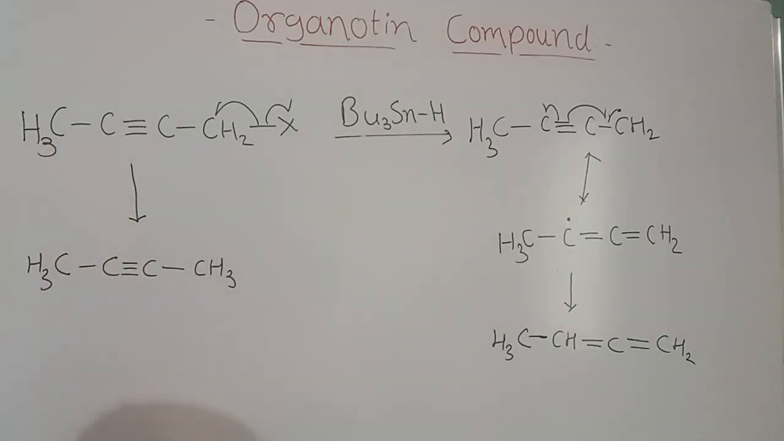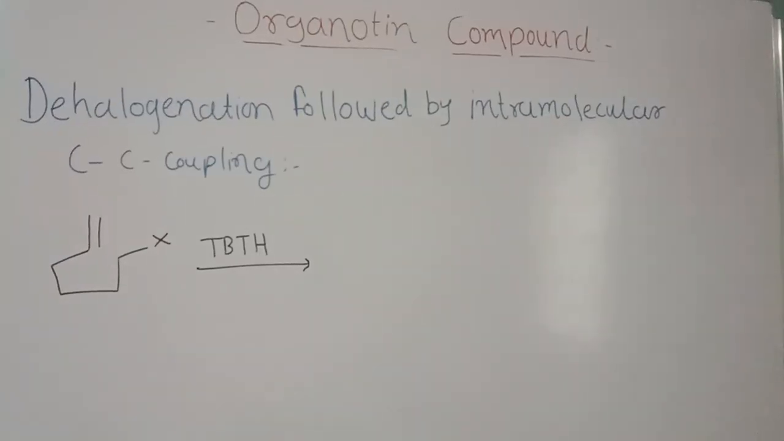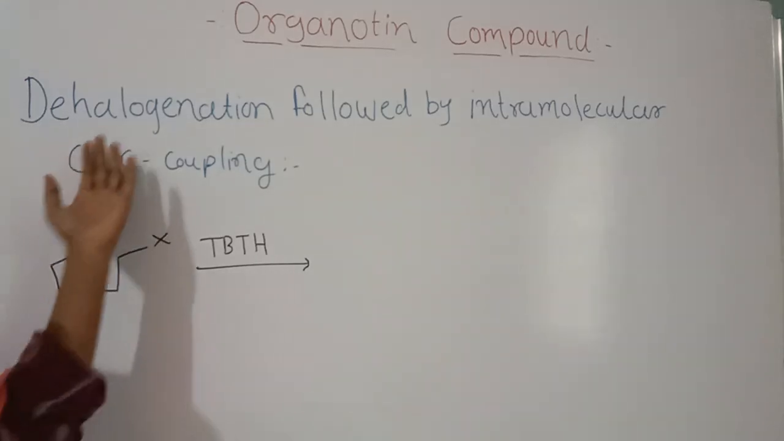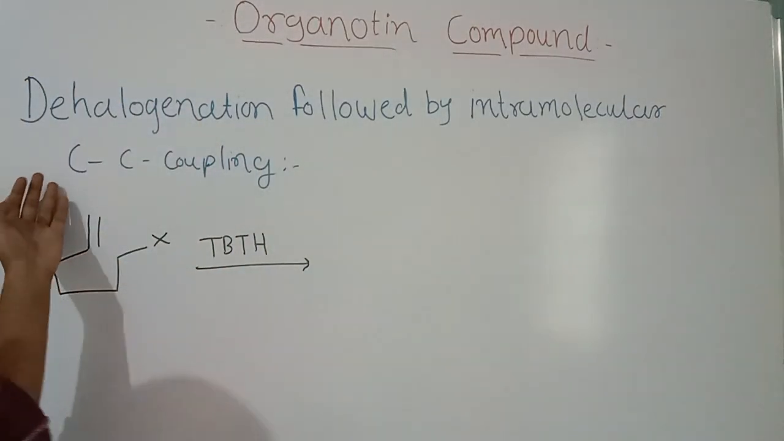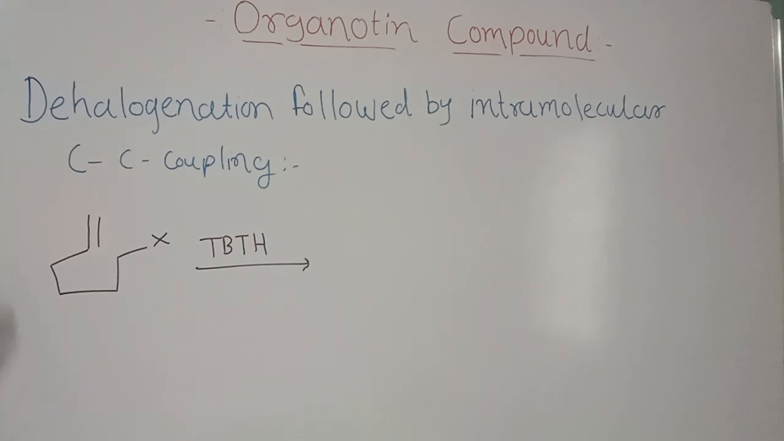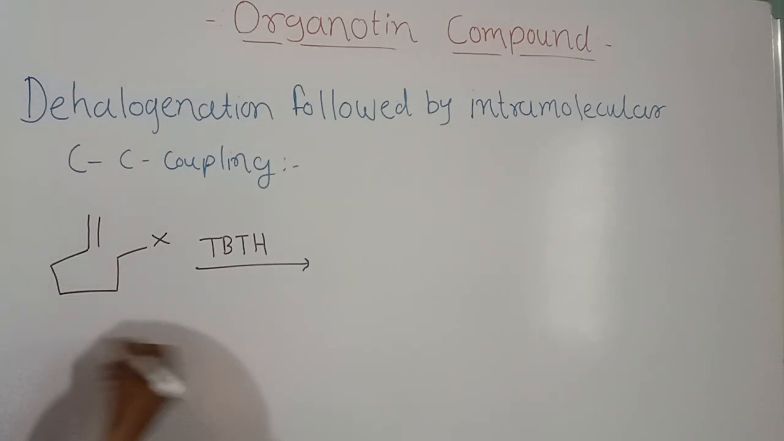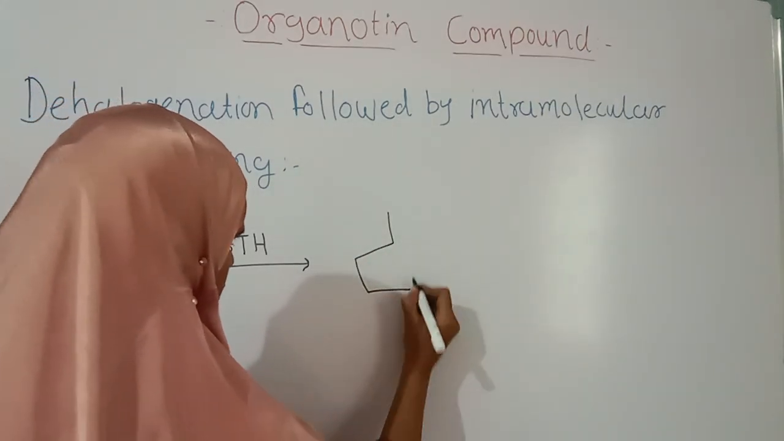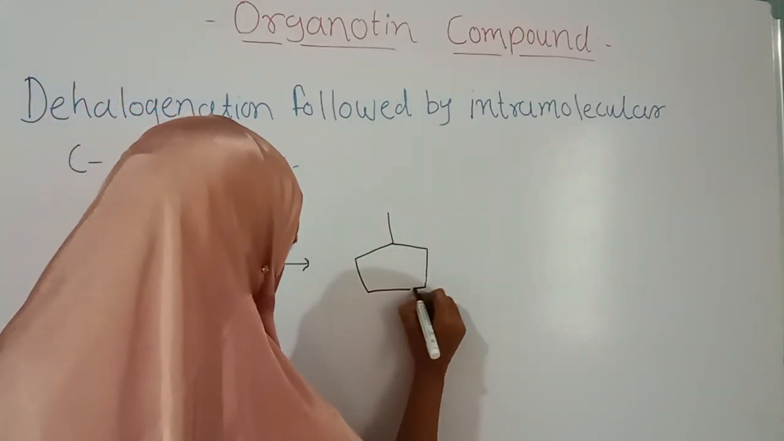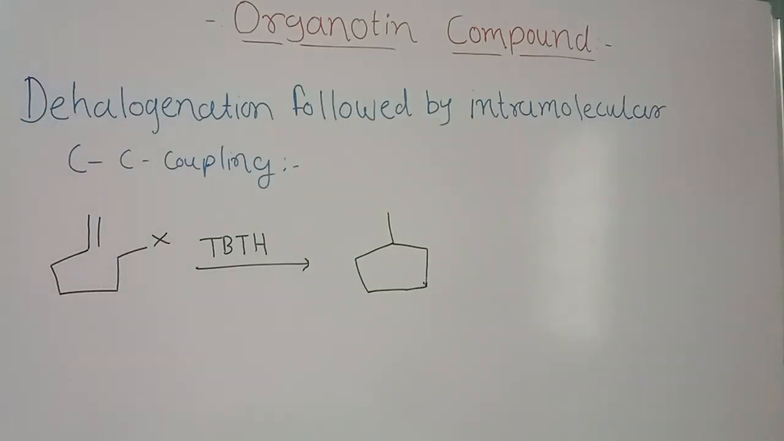Now we discuss the next point, which is dehalogenation followed by intramolecular carbon-carbon coupling. Let's see the example in which we see what the product will be. This type of product will be formed. First, let's see the mechanism for this product.